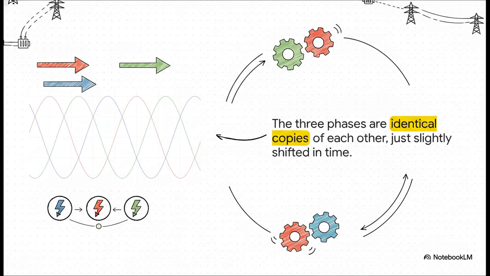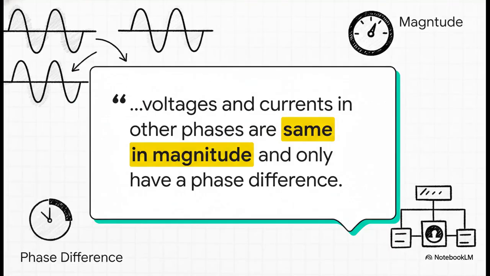See, those three phases, they're basically identical copies of each other. They have the same voltage, the same current. The only difference is that they're just slightly shifted in time. It's kind of like three people jumping rope, where each person lands just a fraction of a second after the last one. It's predictable. And this is the key insight.